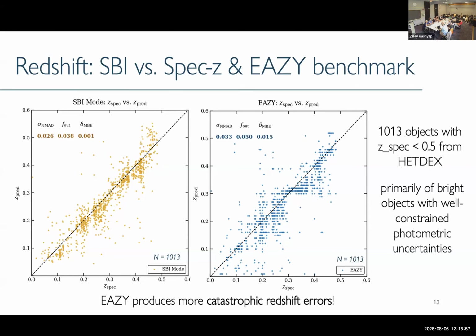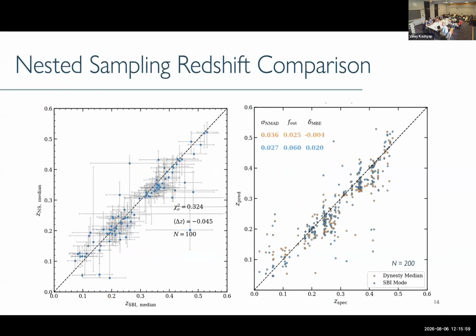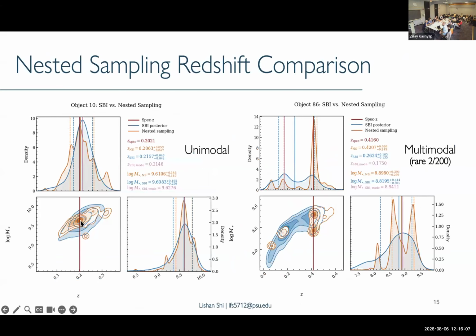Are there error bars? There are error bars, but I'm not showing them here. Yeah, but are they big enough? They do. So SBI is very conservative. As you can see here, we do comparisons with nested sampling. We do find nested sampling produces slightly narrower credible intervals, as well as the contours you can see here.